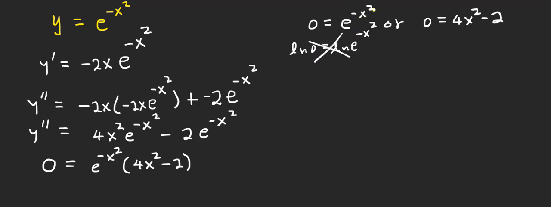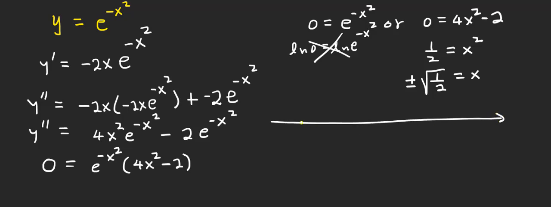Remember, e to the negative x squared is always positive. It can never equal 0. So this one we cannot solve for x. What about over here? This will be 1 over 2 equals x squared. So therefore, x will be plus or minus the square root of 1 over 2. So these are our possible inflection points. Because in order for an inflection point to occur, the sign of y double prime has to change. And we need to check that. So you get radical 1 over 2, and you have negative radical 1 over 2.